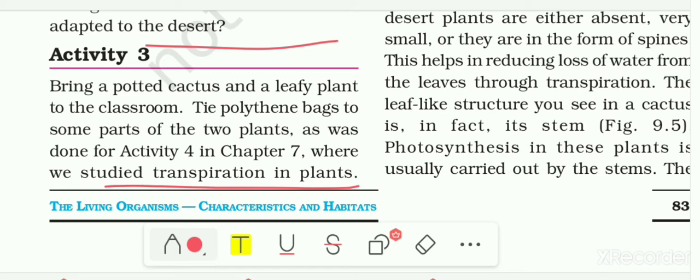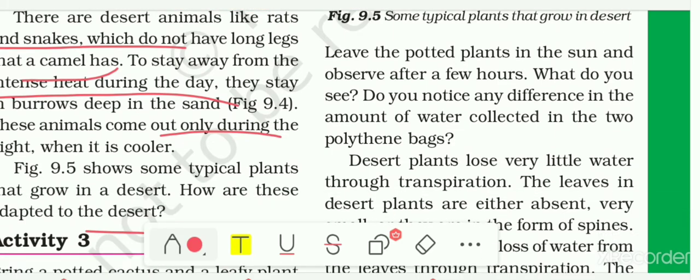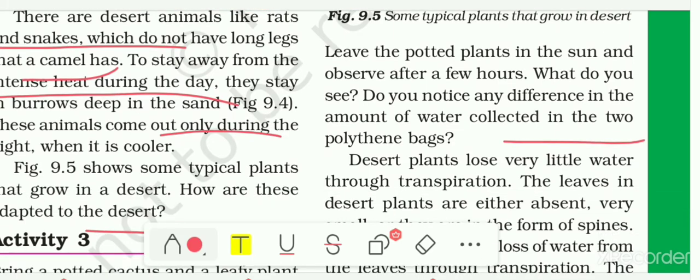Then you have to tie polythene bags to some parts of these two plants, as we had done in activity number 4 of chapter 7, where we studied transpiration in plants. In that activity, we tied the polythene bag to particular leaves, or you can say a particular stem of the plant. Same like that, you have to tie the polythene bag to some parts of these two plants. And then you have to leave these potted plants in the sun and observe after a few hours.